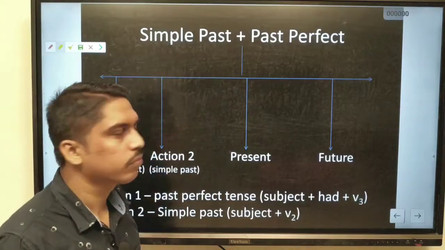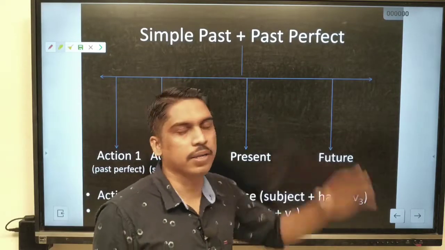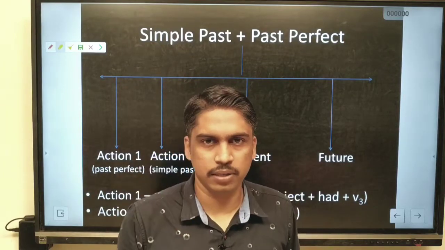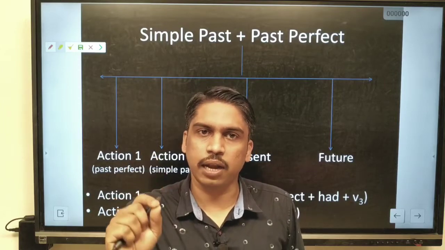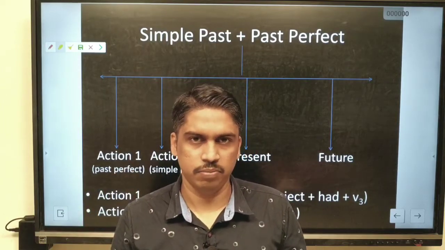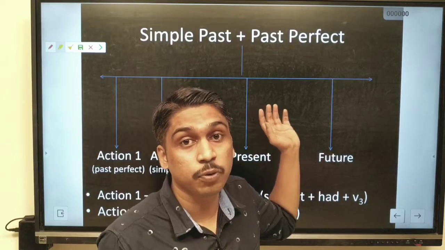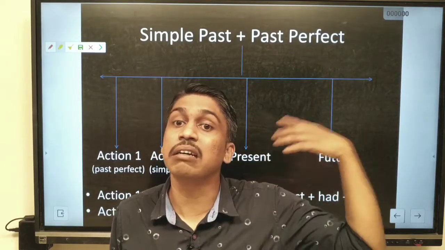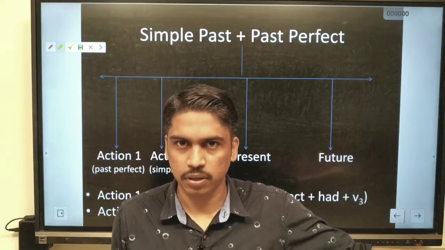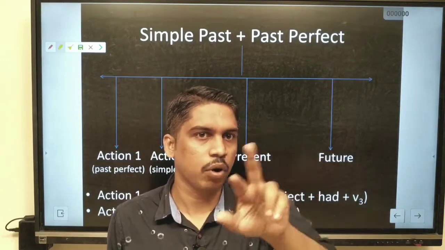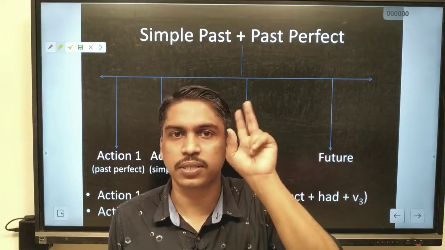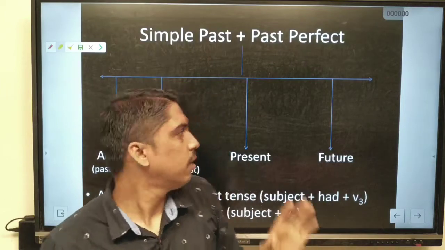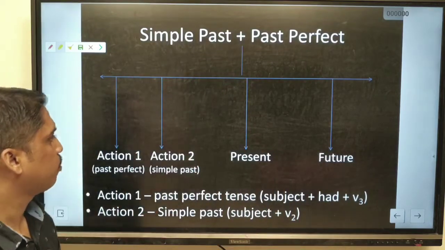Now look at here. Simple past and past perfect. We studied two tenses. First one is simple past. Simple past is used to describe an event that happened in the past. And what was the past perfect used for? Yes, it is used to describe an event that happened in earlier past, before simple past. Here we can see more clearly what is the difference between simple past and past perfect. We can just compare them.